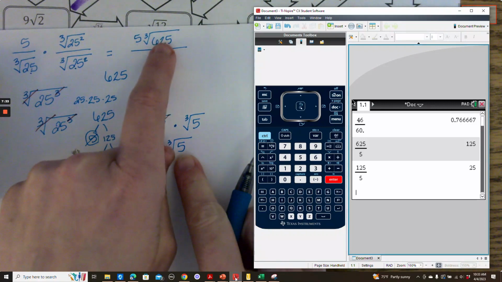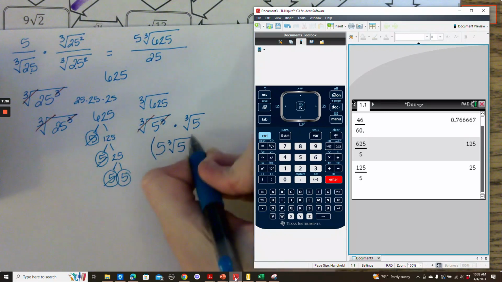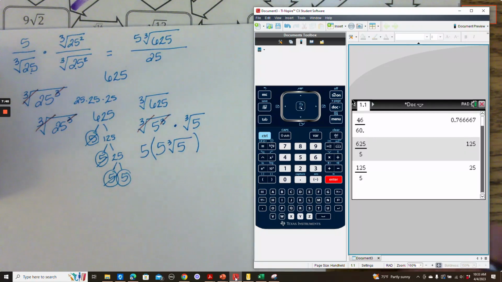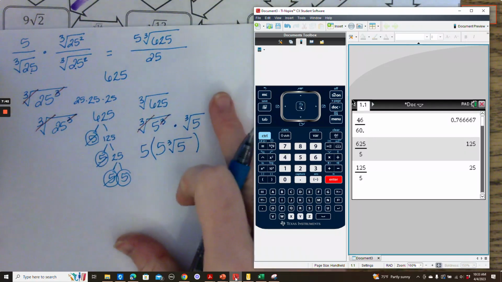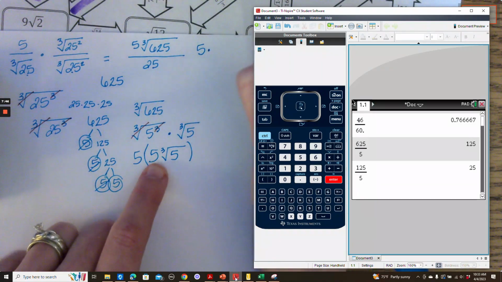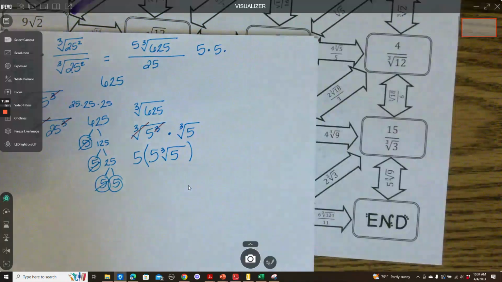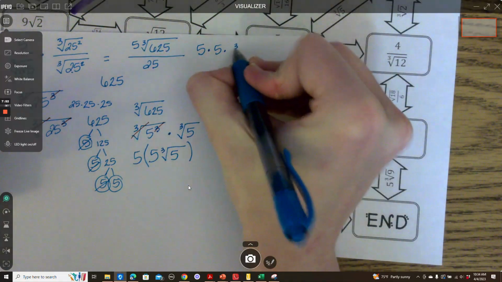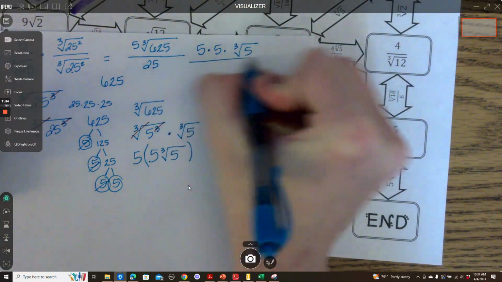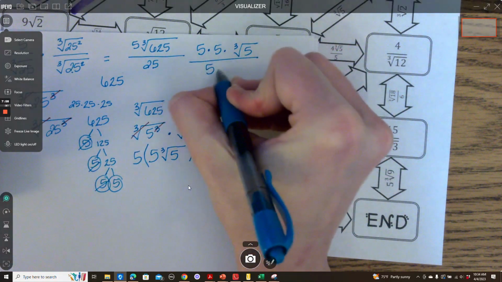That replaces this, not that 5. This is still being multiplied by 5. So up here, I'm going to do 5 times this 5 times this cube root of 5. And then 25, that's got a 5 in it, is 5 times 5.